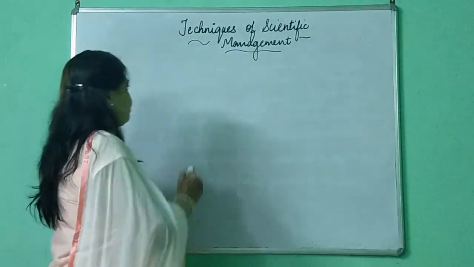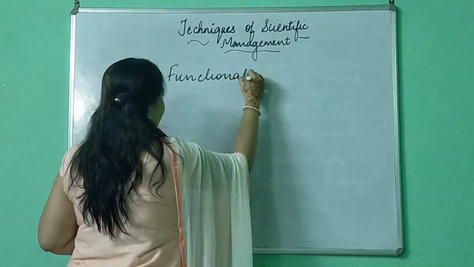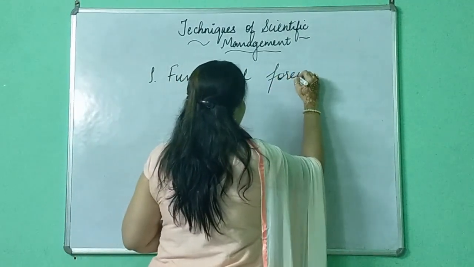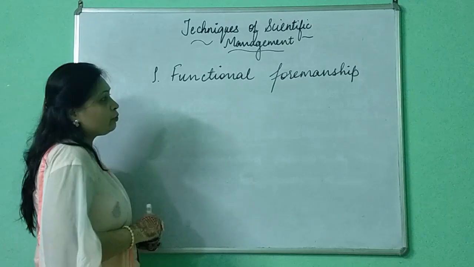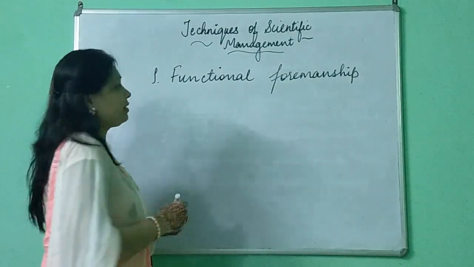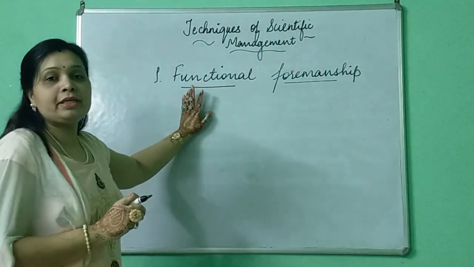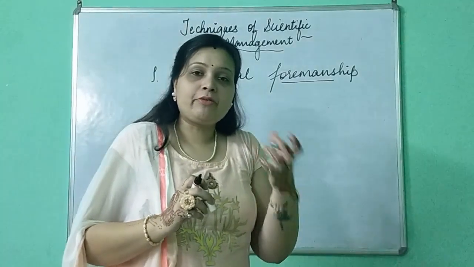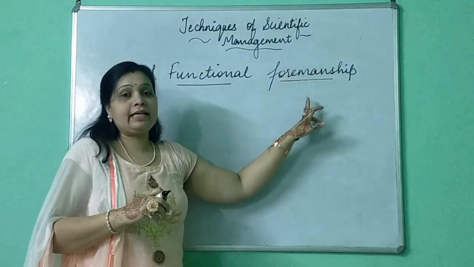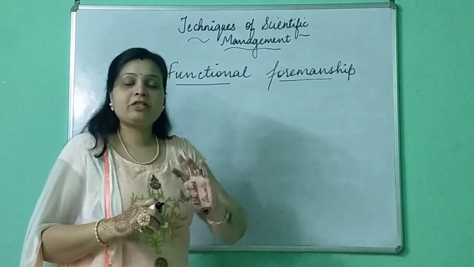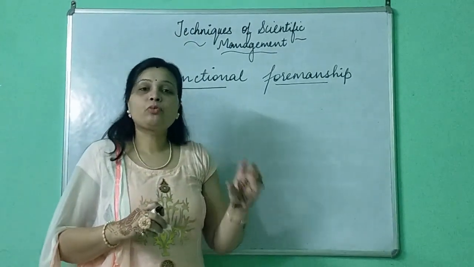The first one is functional foremanship. Now this word is made up of 2 words, as you can see, functional and foremanship. Now what is the meaning of function? Function means a type of a task or a job, and foreman word you have studied in levels of management. When you have done levels of management, we have seen the posts that we create in the lower level are known as supervisors or foremen.